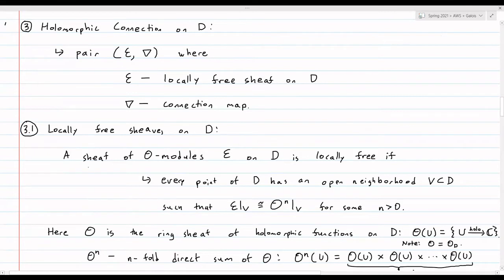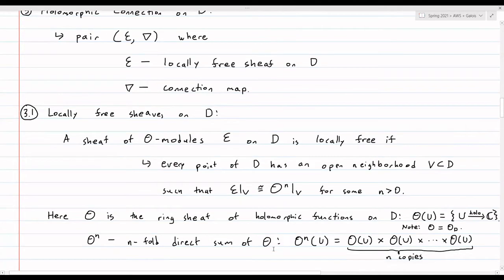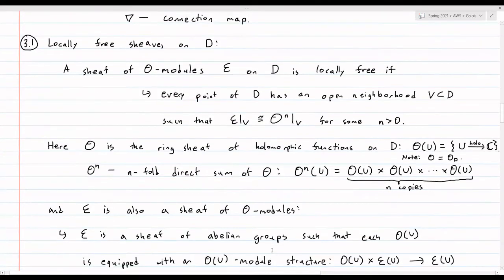So a sheaf of O modules E on D is locally free if every point of D has an open neighborhood V such that the sheaf restricted to V is isomorphic to O^n restricted to V for some n greater than 0. Okay, so let's unpack this definition.